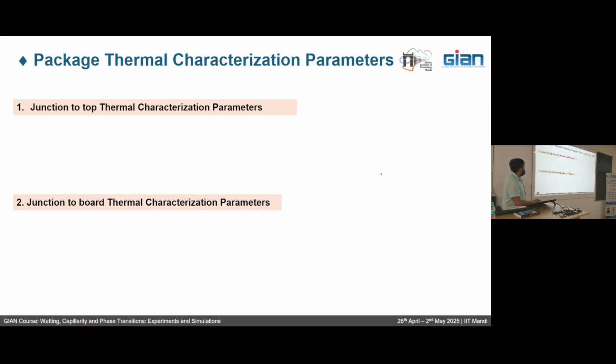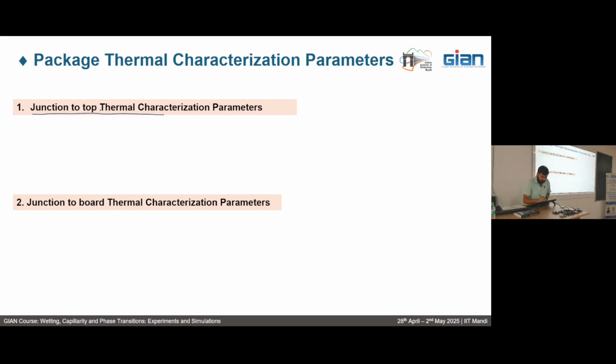So next one is junction to top thermal parameters. In most cases it is very difficult to measure the heat which is flown only to the board or only to the junction at several points, right? So usually now these industries, what they do is they don't define the junction to top or junction to board as thermal resistance. They define it as thermal parameters or thermal characterization parameters.